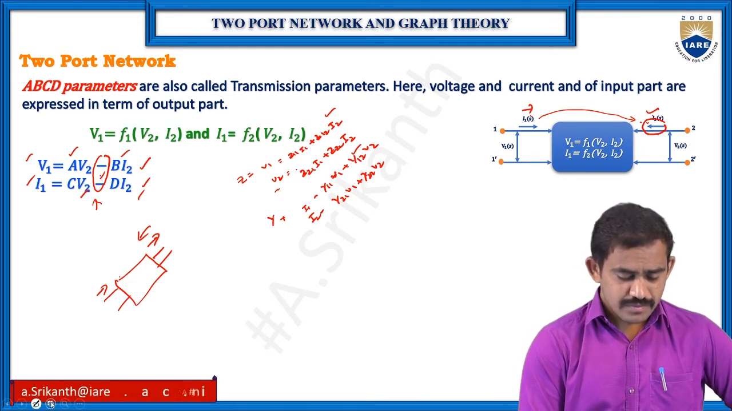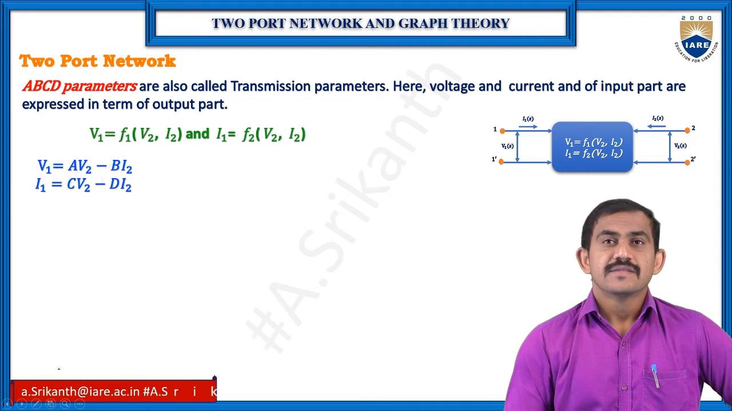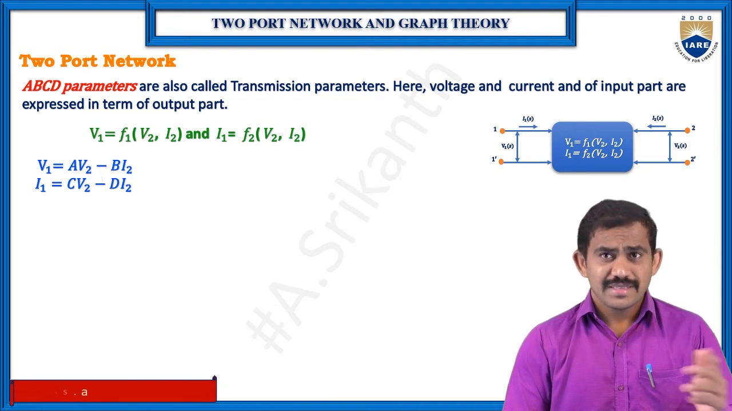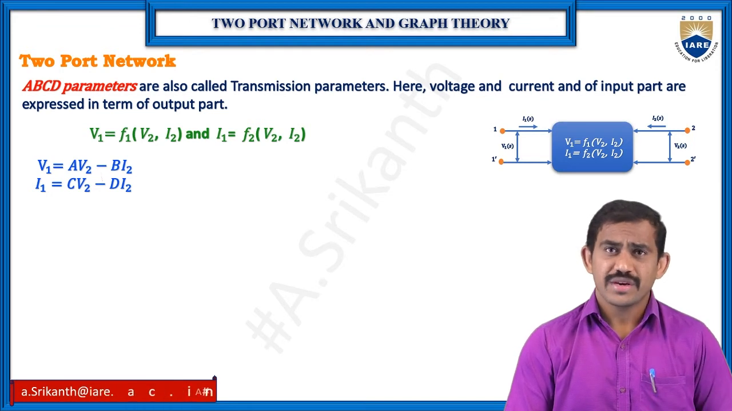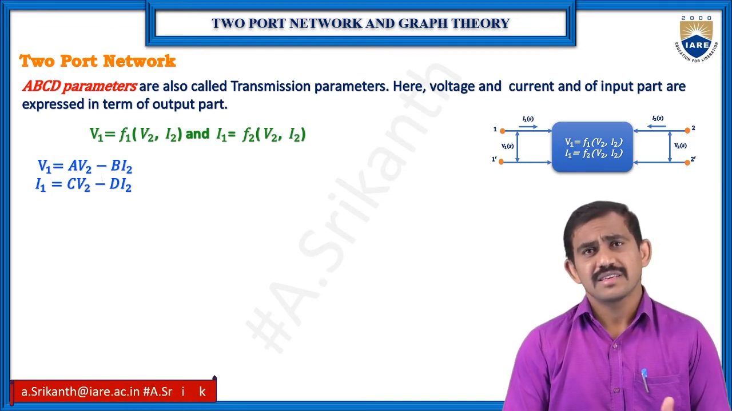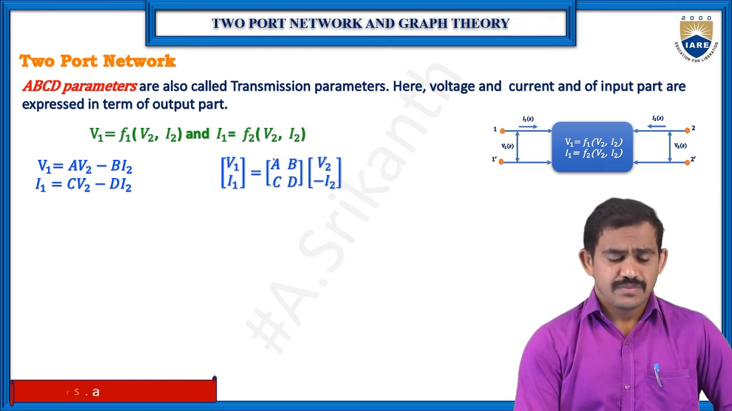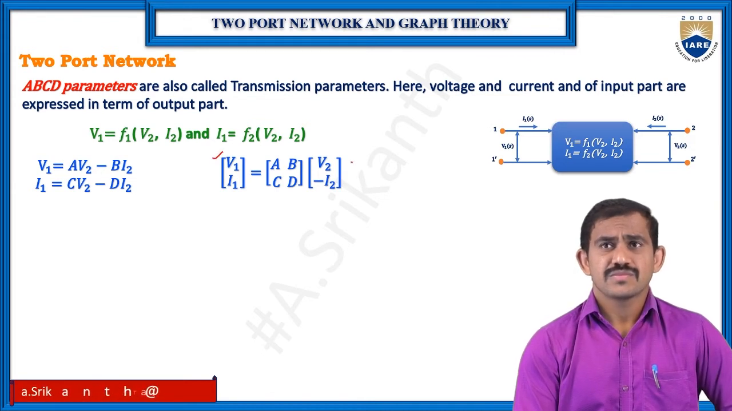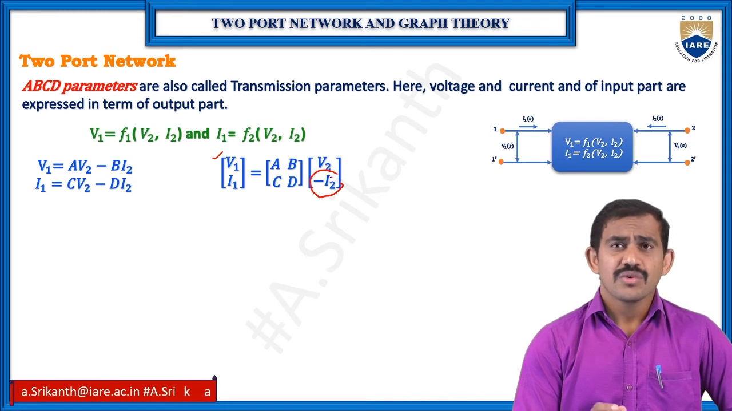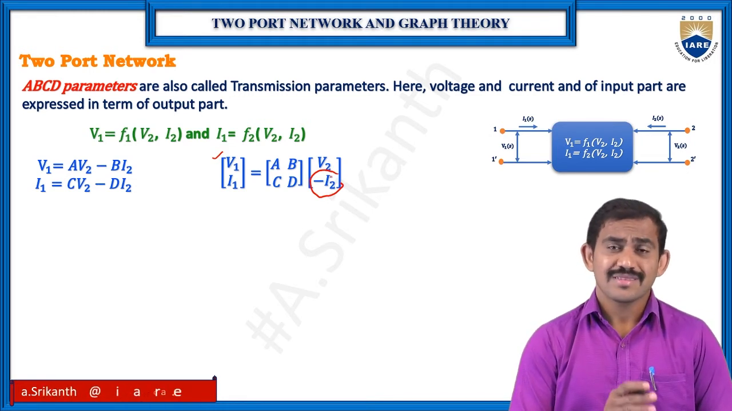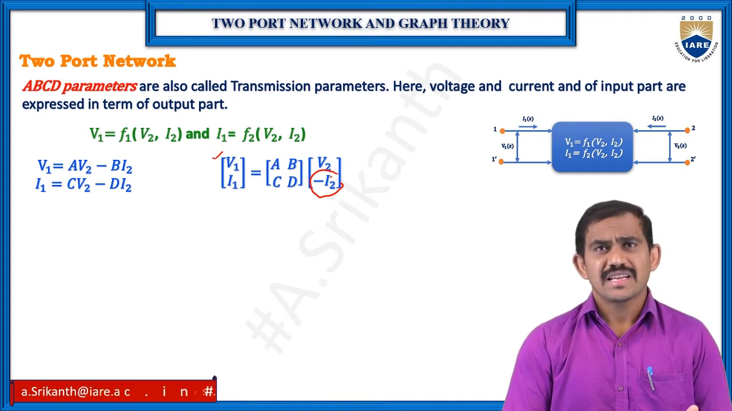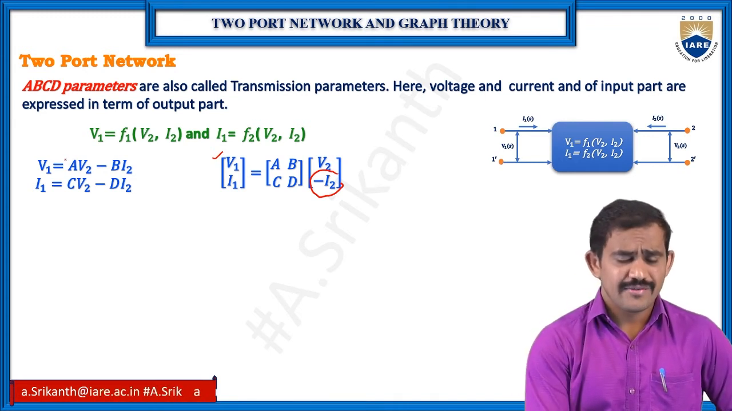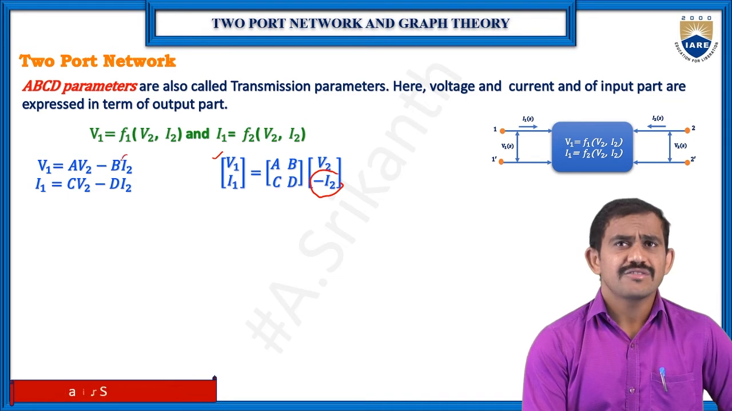Now these are my ABCD equations, V1 and I1 in the form of V2 and I2. Now you can write these values in matrix form, where you have I2, there we have the minus value. That's it, there are no different values. We have the same value whether you have plus or minus. So from this equation, I want the A value. I want the A value means I2 is 0.